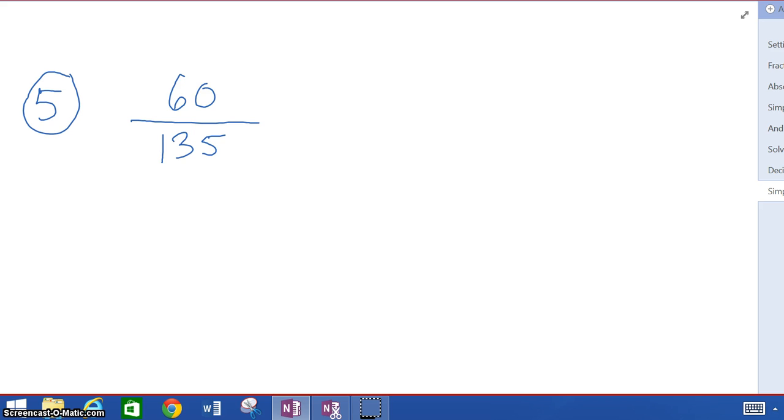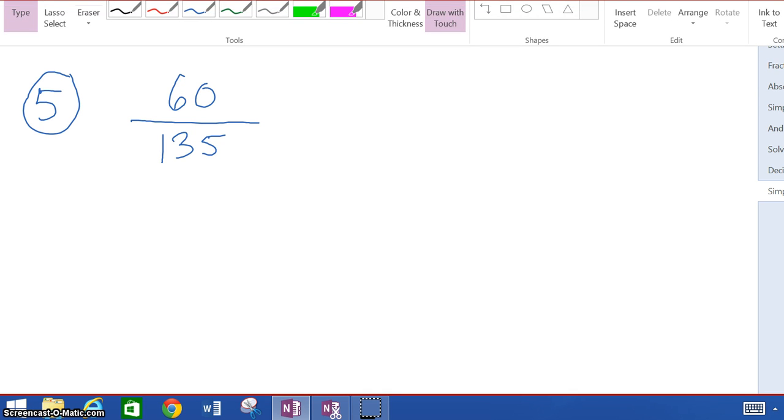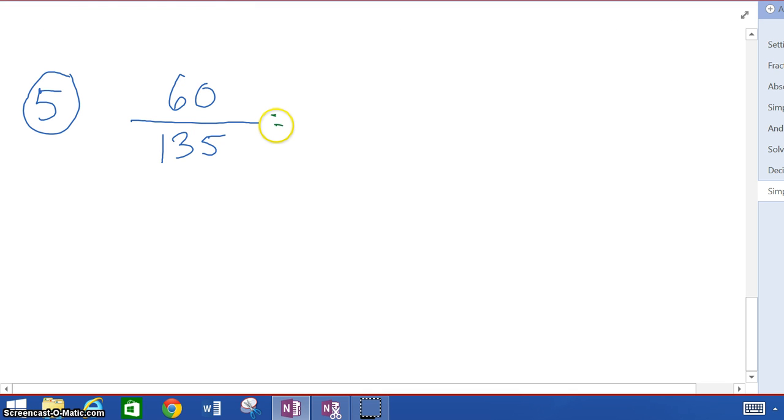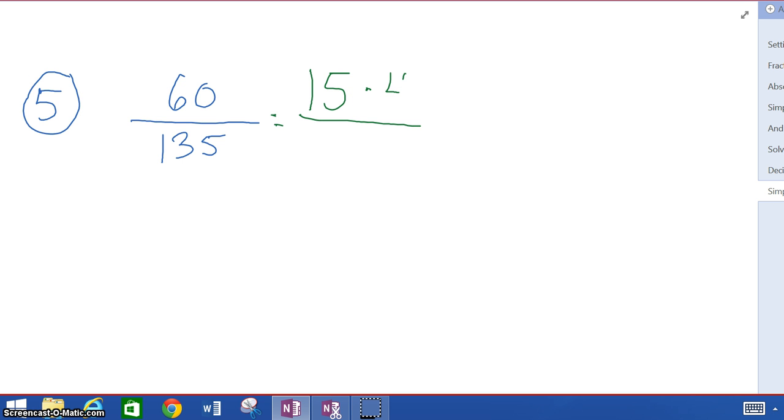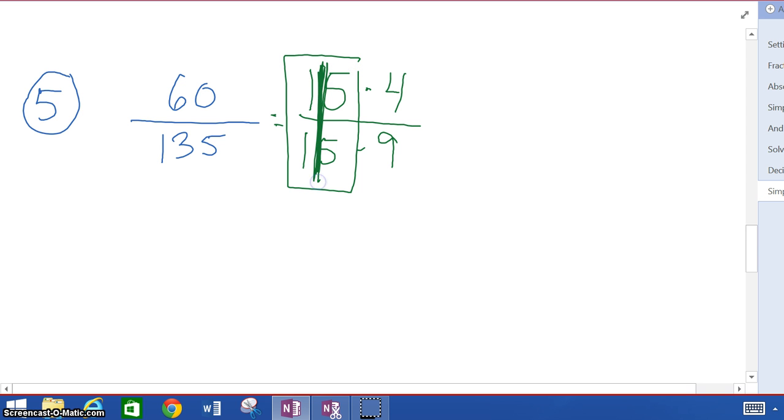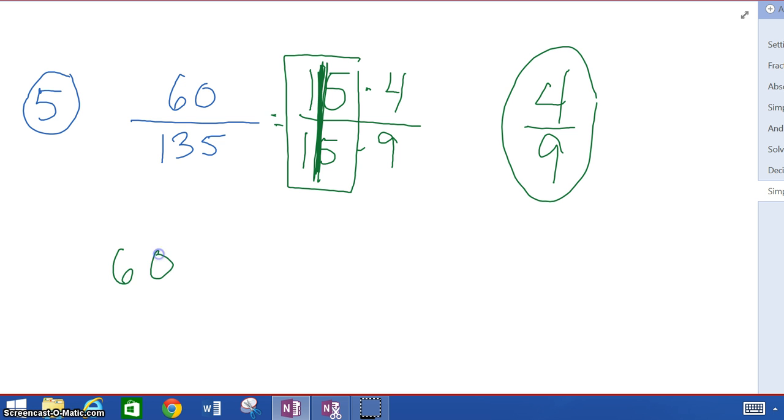Last problem. 60 over 135. Now, those of you that have your 15s memorized, this is a good problem for you. 60 we know is 15 multiplied by 4. 135 is 15 multiplied by 9. So we know 15 divided by 15 becomes a 1. So my reduced fraction, my simplest form, is 4/9. Now, if you didn't know that, that's okay. You can still do this problem.